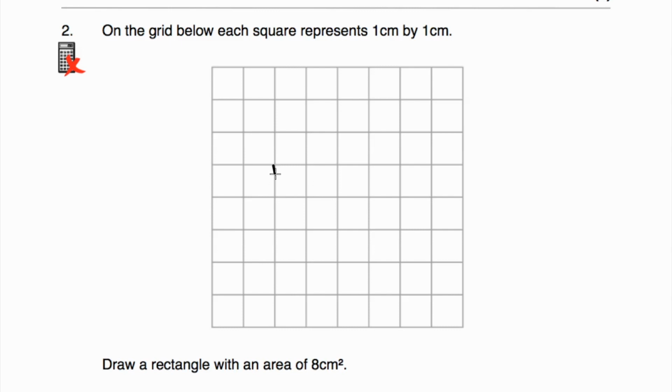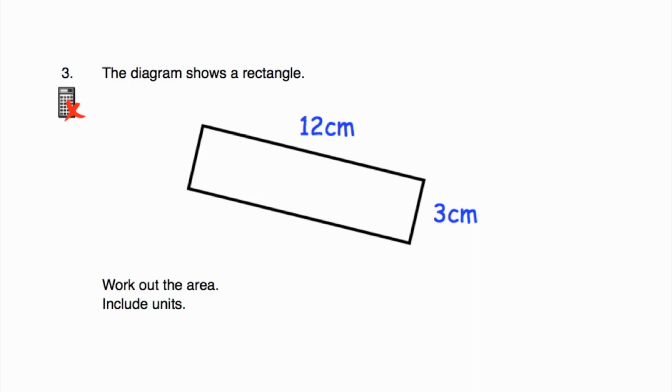So it would have a width of 2, 1, 2, and it'd have a length of 4, 1, 2, 3, 4. And then if we finish off the rectangle, it would look something like that with a length of 4 centimetres and a width of 2 centimetres. And again, if we check its area, 1, 2, 3, 4, 5, 6, 7, 8. So the area is 8 centimetres squared, and that's it. Okay, let's have a look at question number 3.